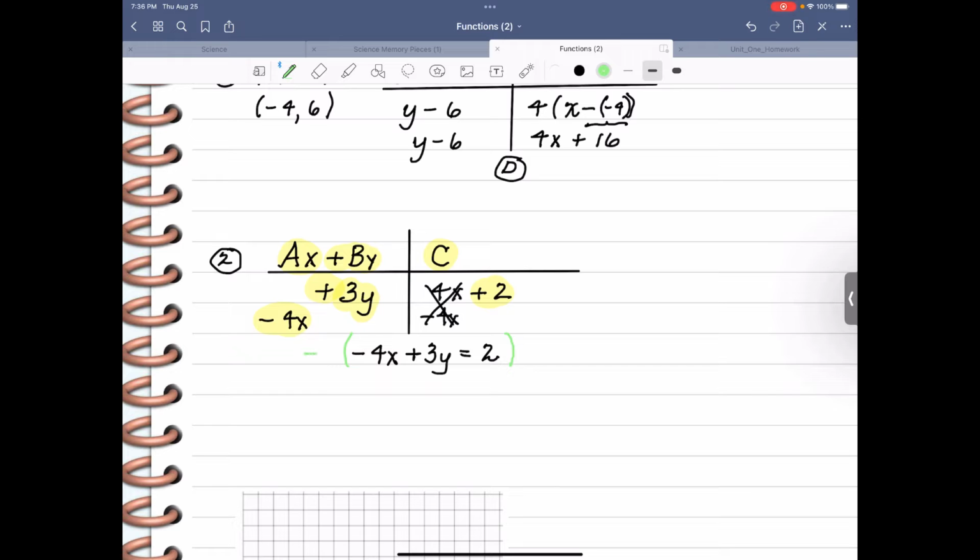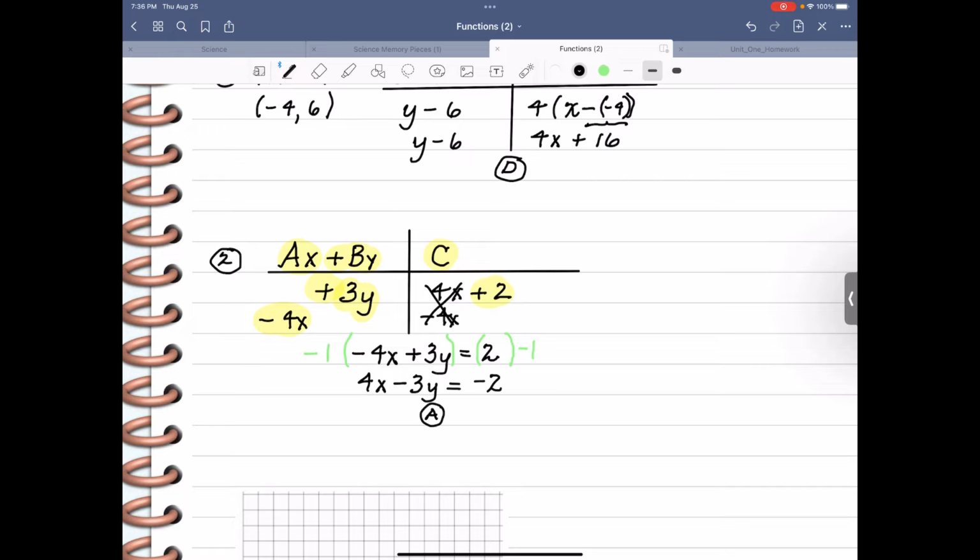We're going to multiply the whole equation by -1, which means you're going to do both sides. So -1 times -4 is positive 4x. -1 times positive 3 is negative 3y. And then 2 times -1 is -2. So basically, multiplying by -1 just reverses all the signs. And that gives you the positive a value that we need. And this does correspond to answer A.